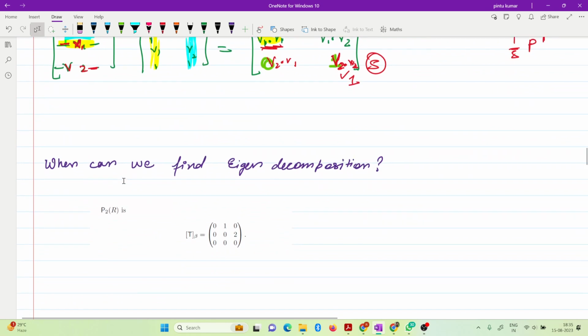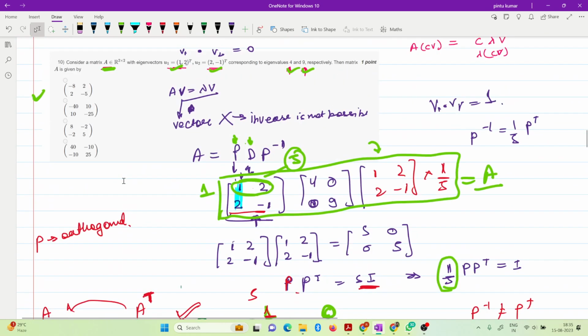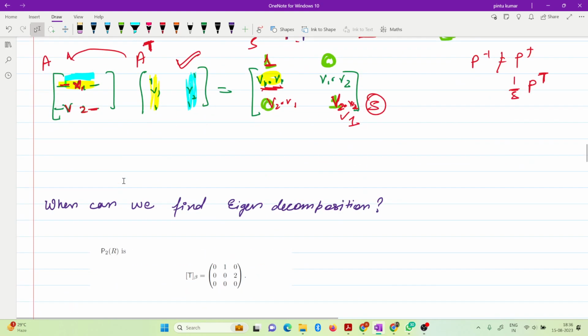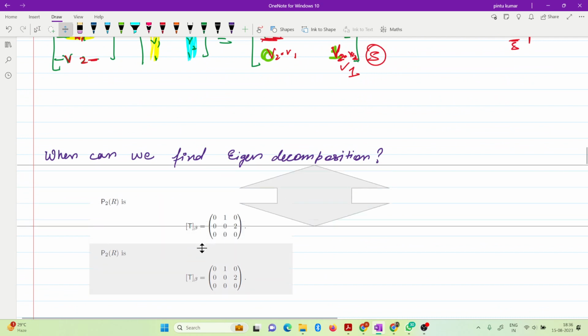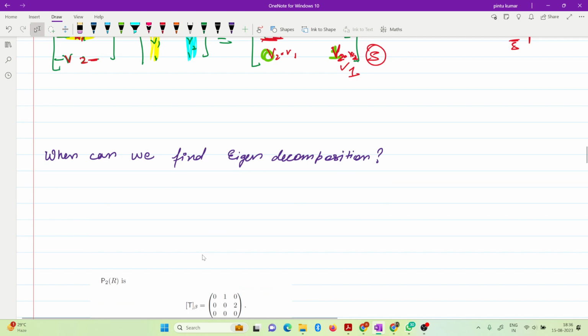I won't do this matrix multiplication, you can probably do this. So now the next question that comes is, can we always find an eigen decomposition? Because you can see that eigen decomposition is of some use. At least you can find powers of some matrix. You can decompose the matrix to store it in a smaller way and those kinds of things. But can we always find an eigen decomposition?